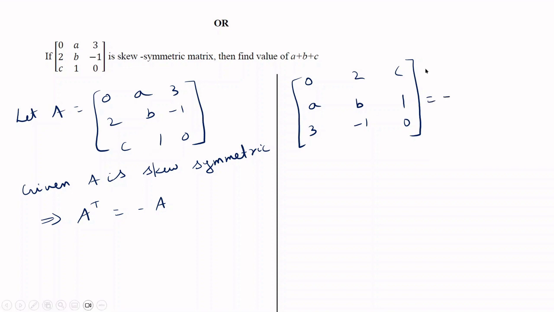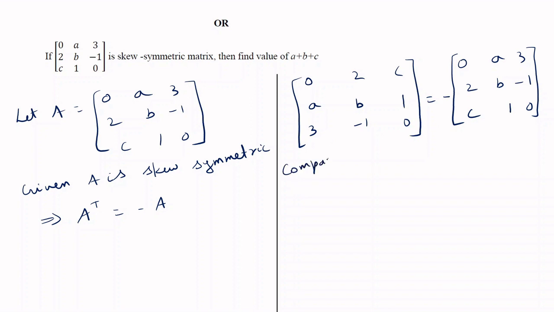A is this matrix: 0, a, 3, 2b minus 1, c, 1, 0. Now we can compare the elements and find the values of a, b and c. On comparing, here we get a is equal to minus 2. Here it is minus of this matrix. So a equals minus 2.